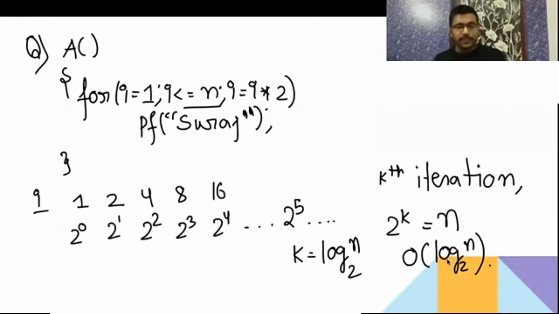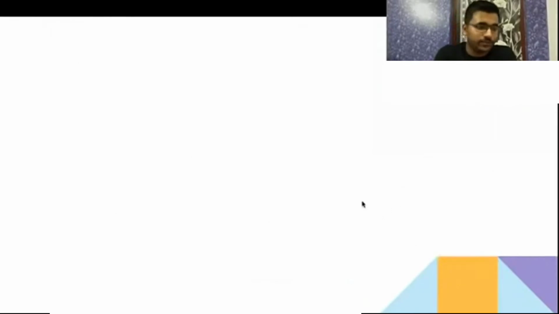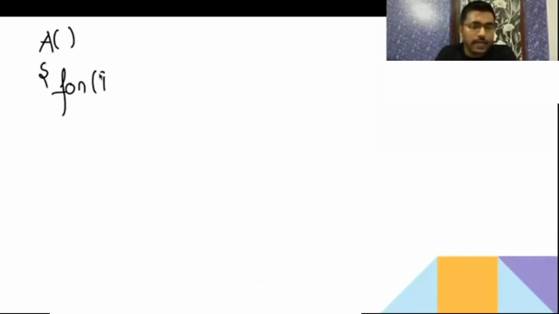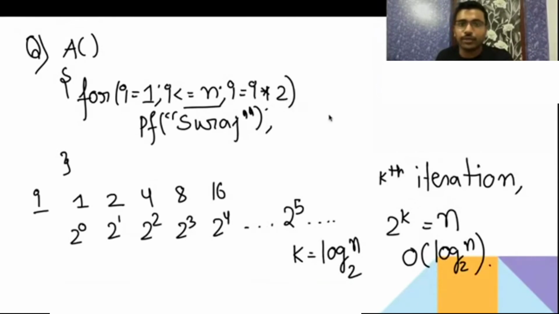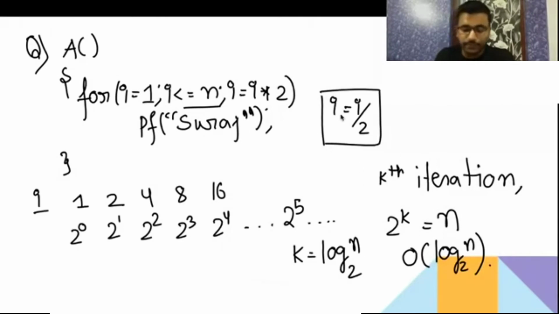So similarly, when I increase something with 2, it is going to be log n base 2. When I increase with 3, it will be log n base 3. Okay, let's take another example. For i equal to 1, whether you increase the value by 2 or decrease by 2, like it was going by 2, now if you do i equal to i divided by 2, then also it will be the same. Okay, this kind of questions also we will see.